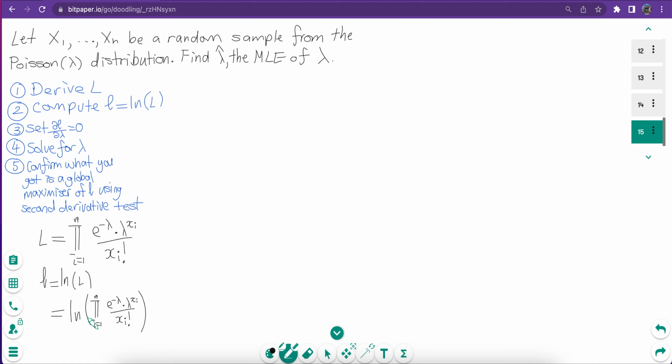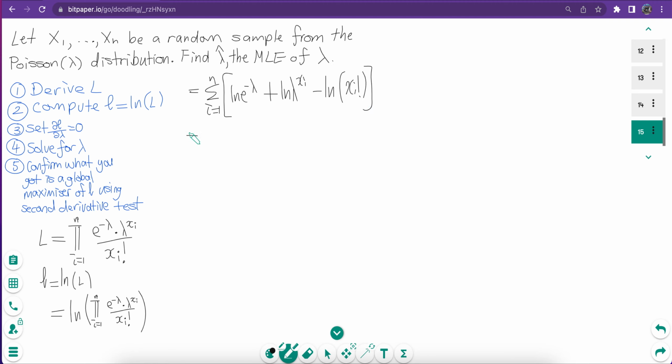So if we take the natural log of this, the log of a product becomes the sum of some logs. So what we get is the sum from i equals 1 to n. And this becomes, let's log the first term, so that's ln e to the negative lambda. The multiplication makes it addition, so plus ln lambda to the xi. And then the division here turns it into a minus, so minus ln of x sub i factorial. Cool. And so this is L.